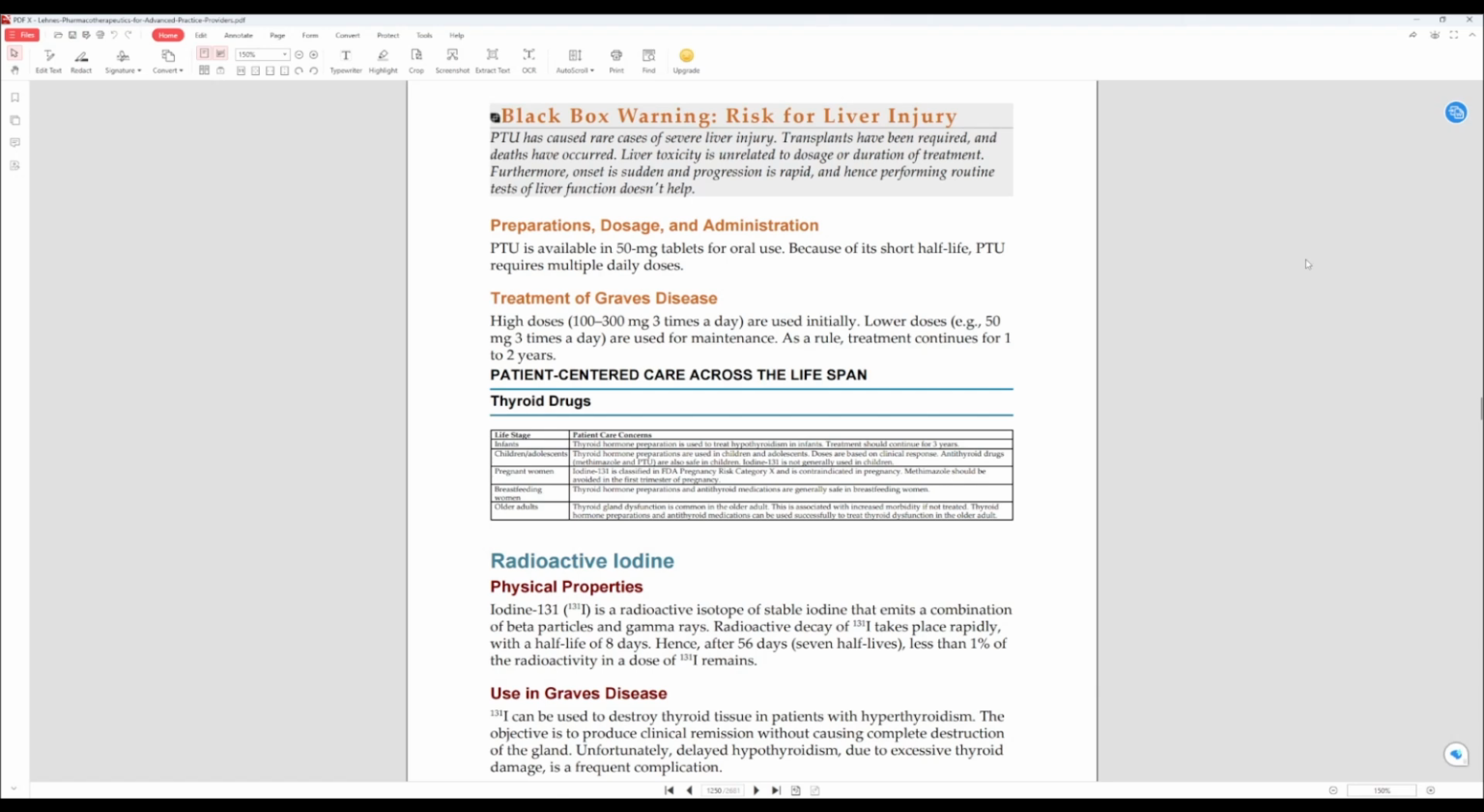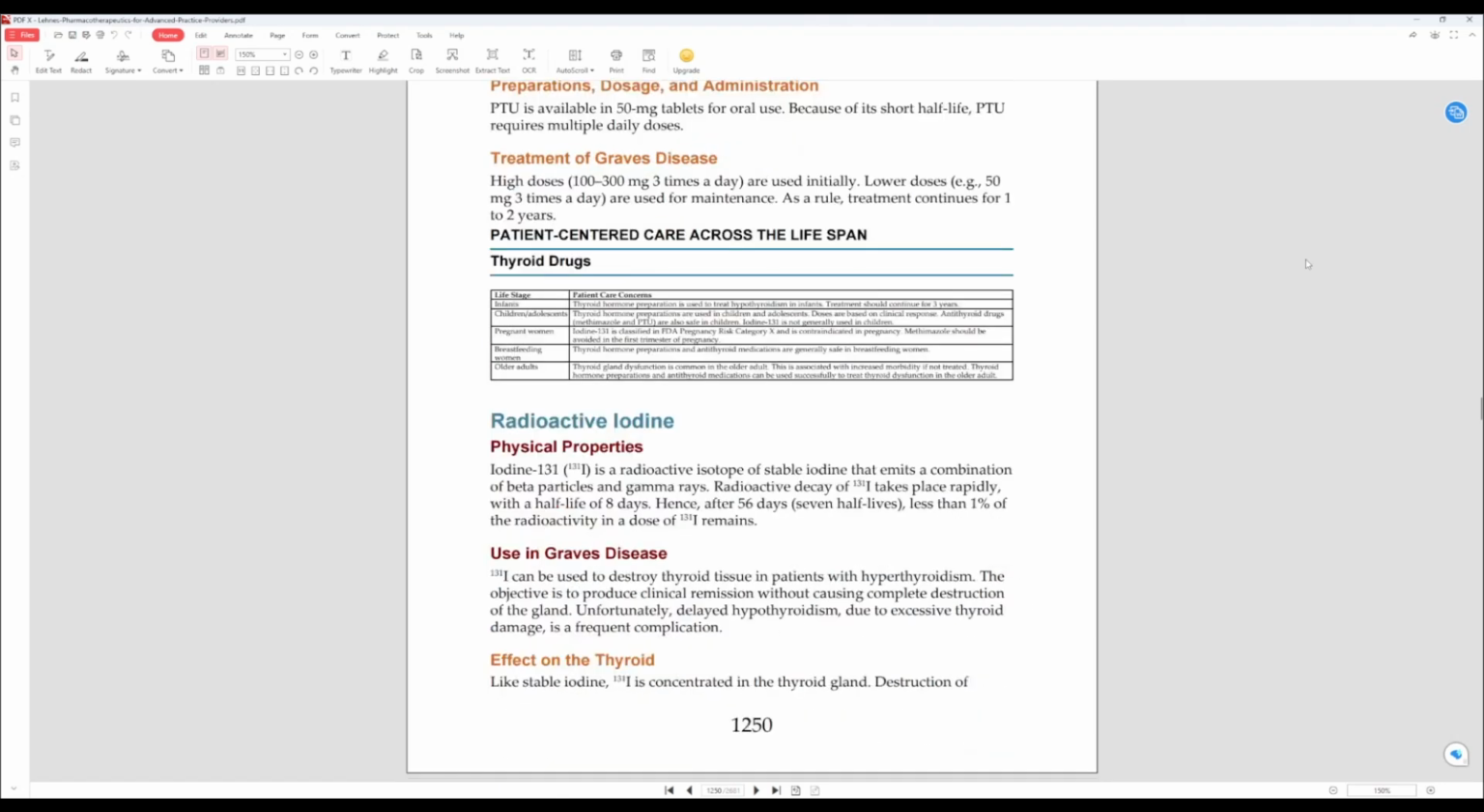So, its preparation, dosage, and administration. PTU is available in 50 milligram tablets for oral use. Because of its very short half-life, PTU requires multiple daily doses. For its treatment, for instance, in Graves' disease, high doses of 100 to 300 milligrams 3 times a day are usually initiated. Then lower doses of 50 milligrams 3 times a day are used for maintenance. As a rule, treatment continues for 1 to 2 years.